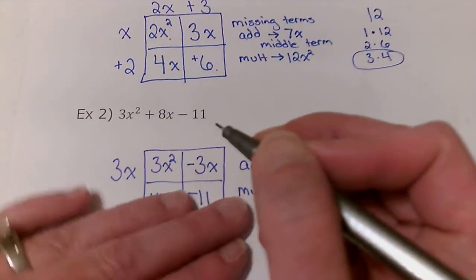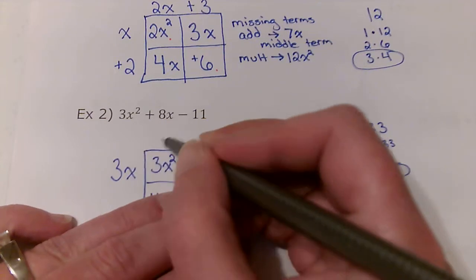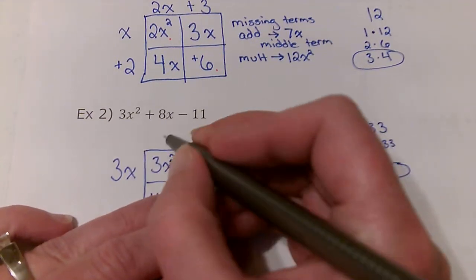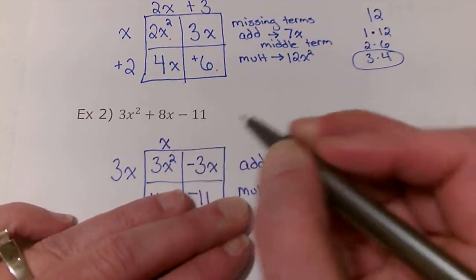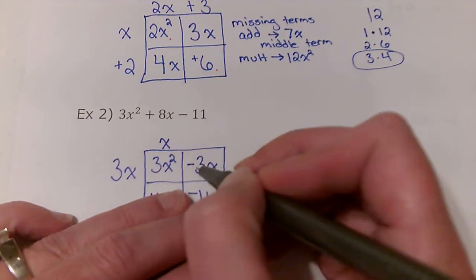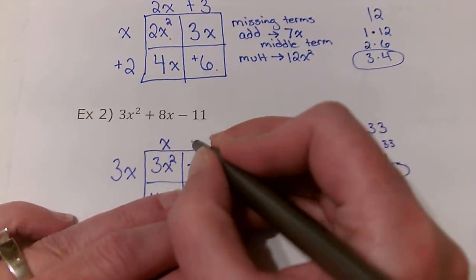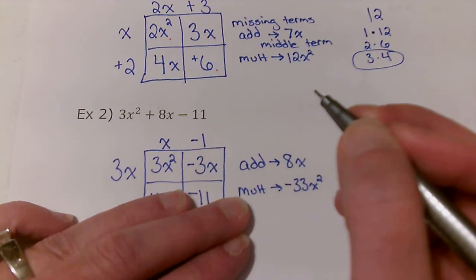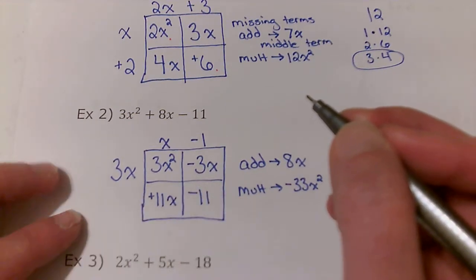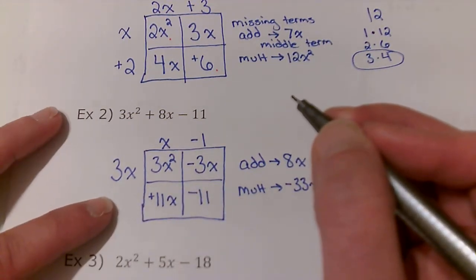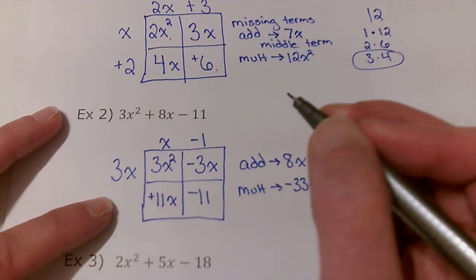So 3x, I like to just start with that first row. 3x times what is 3x squared? Well, that has to be an x. 3x times what is negative 3x? That has to be a negative 1. What do I need out here to make the puzzle work?